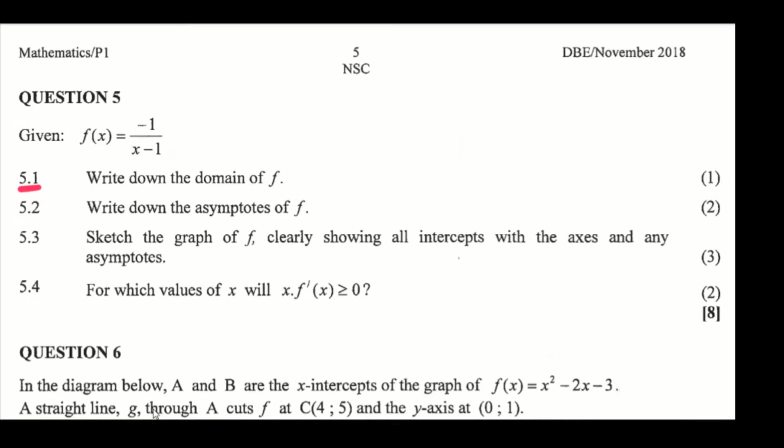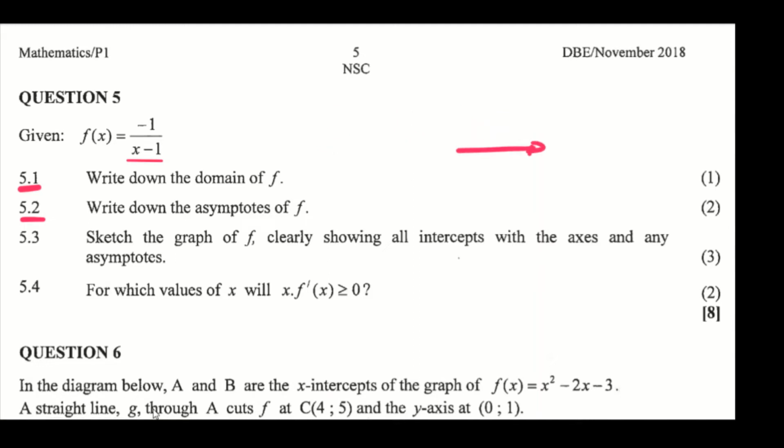Fine. So now we're going to do 5.2. We're going to write down the asymptotes of f. The vertical asymptote that we have here is x equals 1, using x minus 1. And then the horizontal asymptote is y equals 0, because there is no value of q here. So these are our equations of asymptotes.